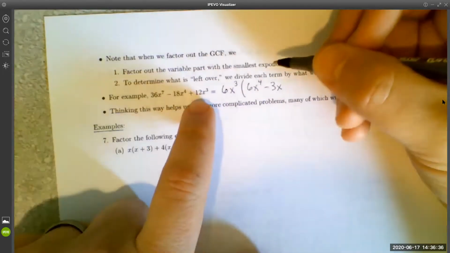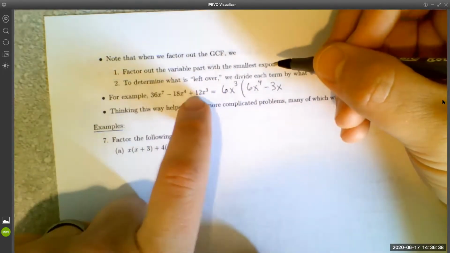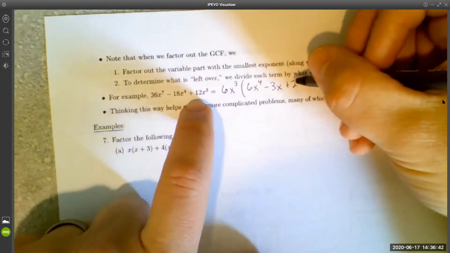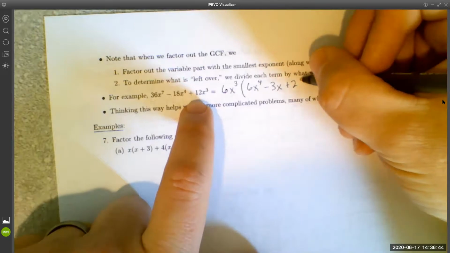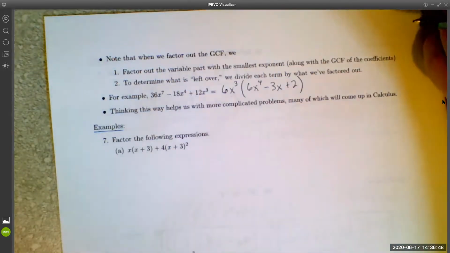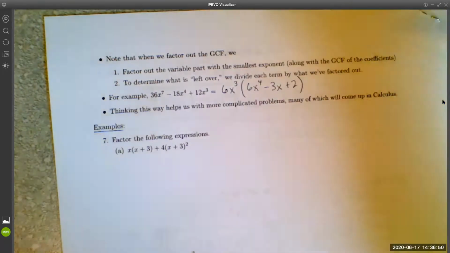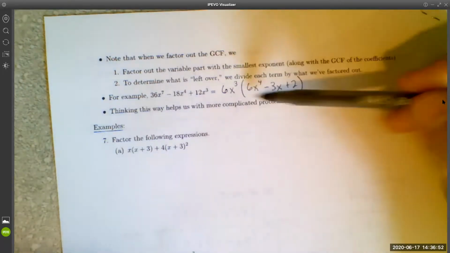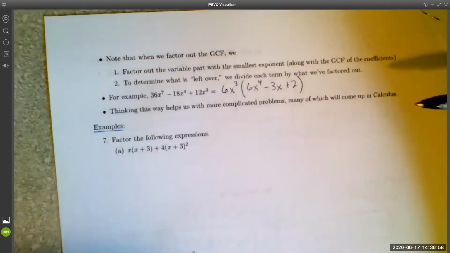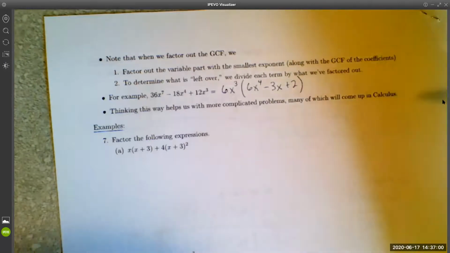And then 12x cubed divided by 6x cubed. 12 divided by 6 is 2. x cubed divided by x cubed is x to the 0, which is just 1, right? And then that's that. So if we think about factoring out the GCF in this more complicated way, then we can factor more complicated problems, and these things come up a lot in calculus.